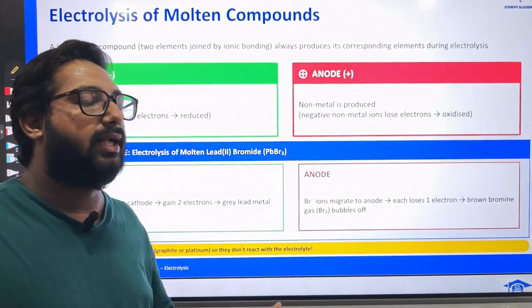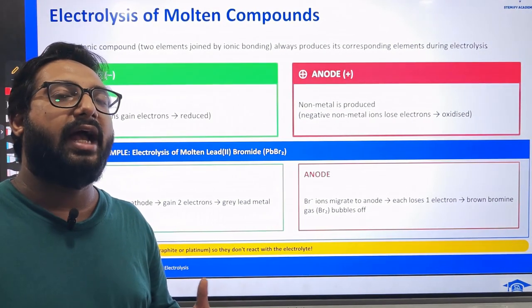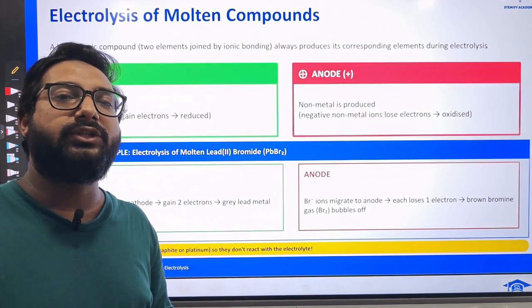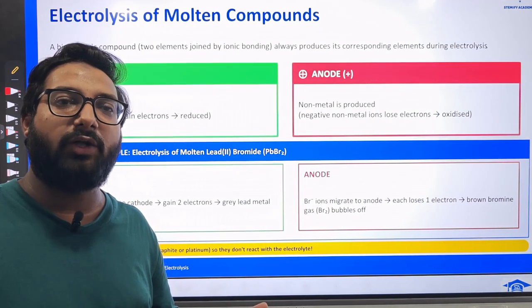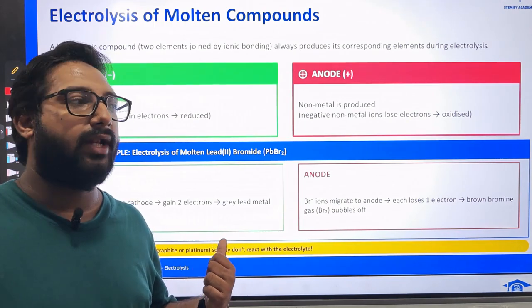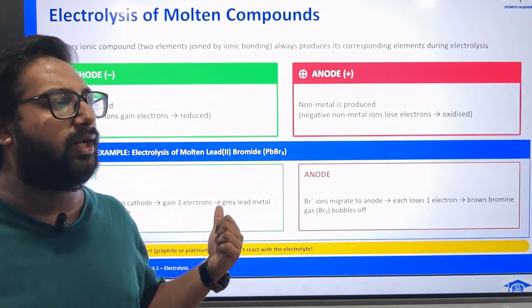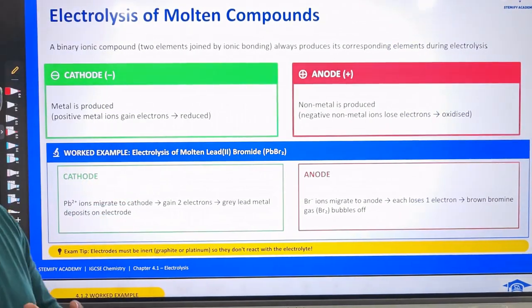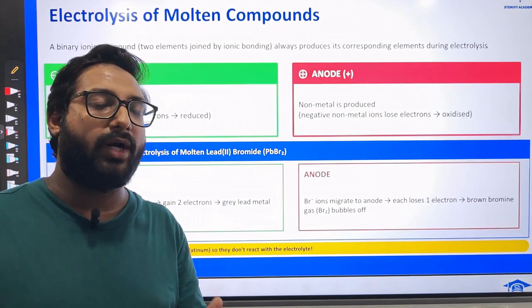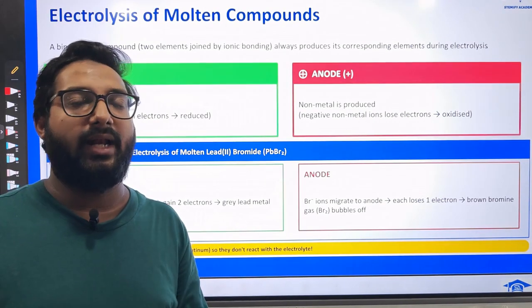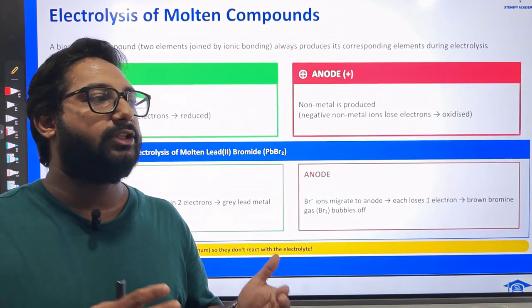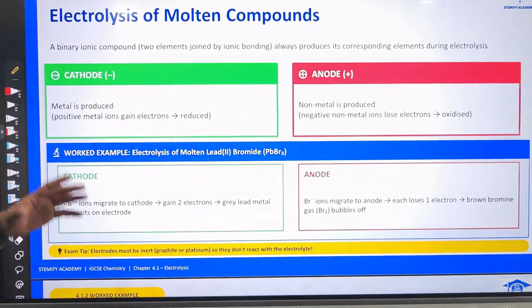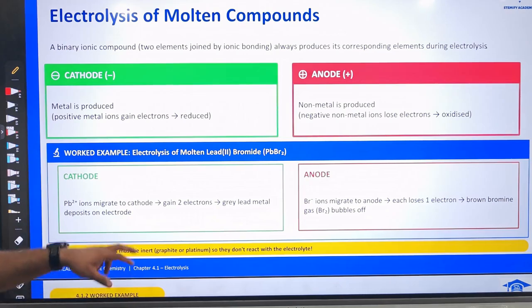As we discussed in the earlier video, we have two types of electrolytes. One is molten electrolyte, and the other one is aqueous electrolyte. Both of them have different products on the cathode and anode. So let us understand each of them step by step. We'll be first starting with electrolysis of molten compounds.